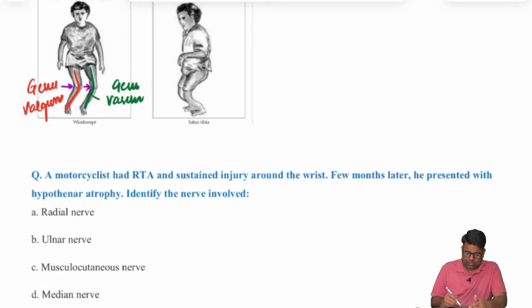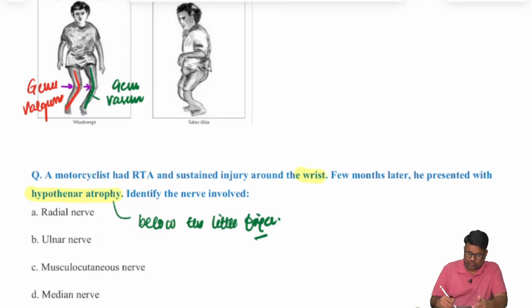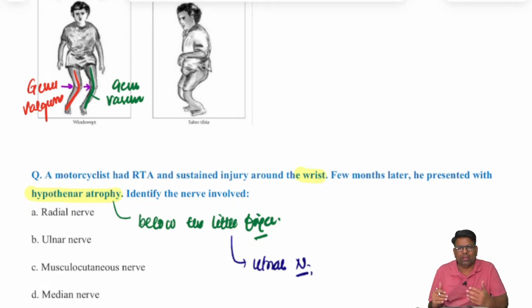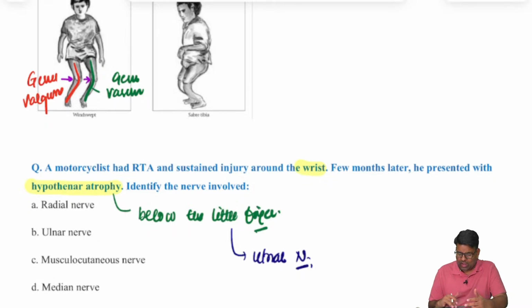Now there was a case where there was an accident around the wrist, and many months later the patient developed hypothenar atrophy. The hypothenar area is below the little finger. This area is supplied by the ulnar nerve. All the four muscles of the hypothenar eminence are supplied by the ulnar nerve.